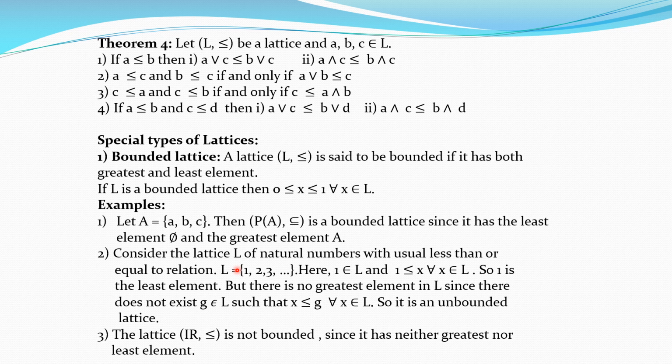Consider the lattice L of natural numbers with usual less than or equal to relation. So L is 1, 2, 3, 4 and so on. Now usual less than or equal to means for A, B belonging to natural number set, A is related to B if and only if A is less than or equal to B. Now 1 belongs to L and 1 precedes x for all x in L because 1 is less than or equal to all natural numbers. So 1 is the least element, but there is no greatest element in L since there does not exist any g in L such that x precedes g for all x in L. So this lattice is an unbounded lattice.